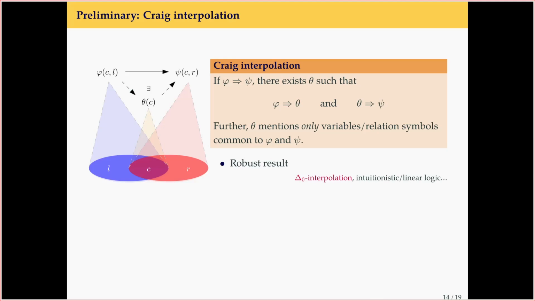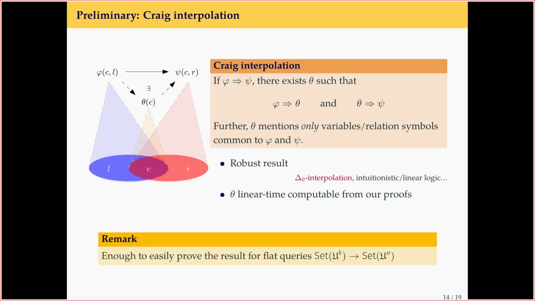Of interest to us is that if phi and psi are delta zero, then we can check that the interpolant theta is also delta zero. It is also an effective result as the interpolant may be computed in linear time from cut-free derivations. In fact, this can be used right off the bat to produce an extraction procedure for transformations between flat relations. For the nested setting, we need to go a bit further.